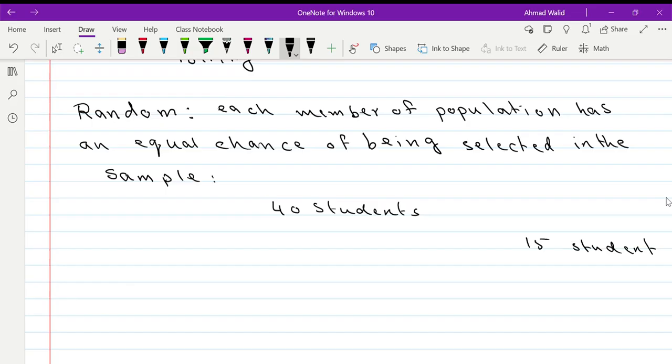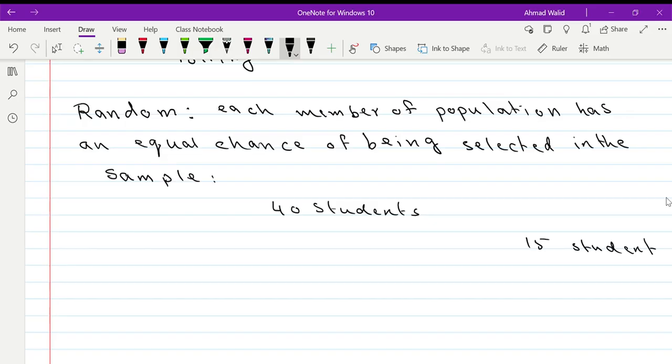Remember, if on the test I ask you, what is random? Random means each member of the population has an equal chance of being selected in the sample, correct? That's why in statistics, we always try to collect or select our sample randomly. If you don't, your sample will be biased, correct? Which I explained the other day in class. What does biased mean, correct?